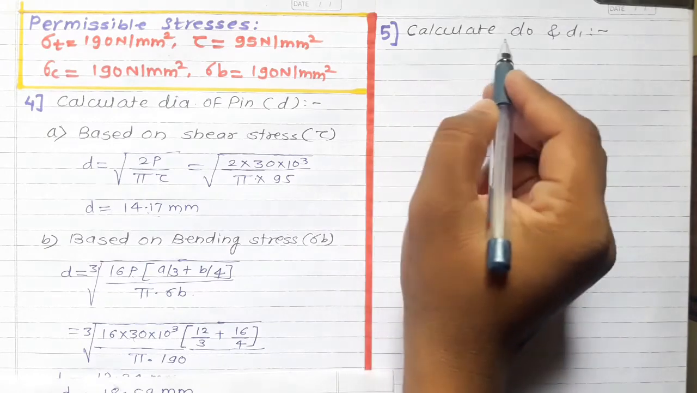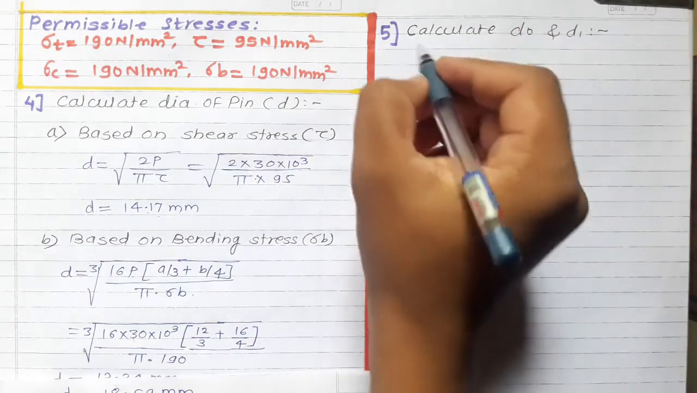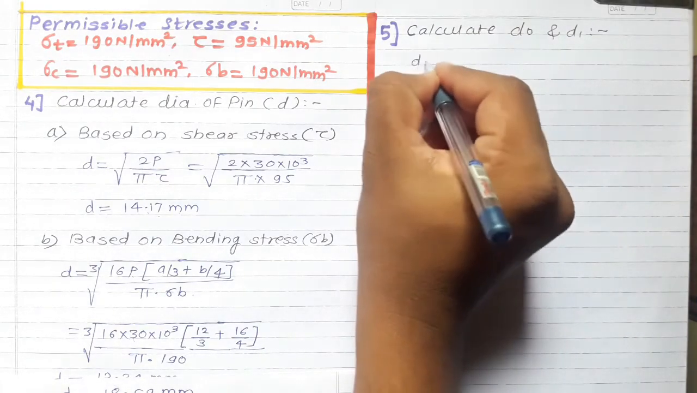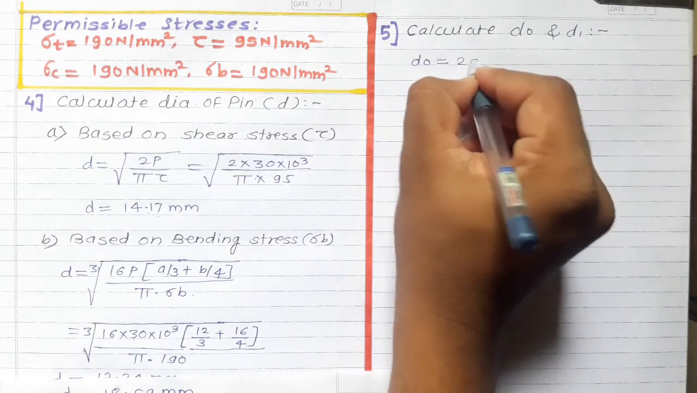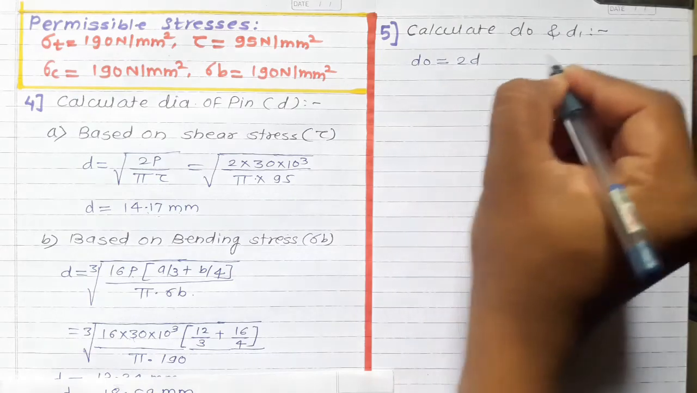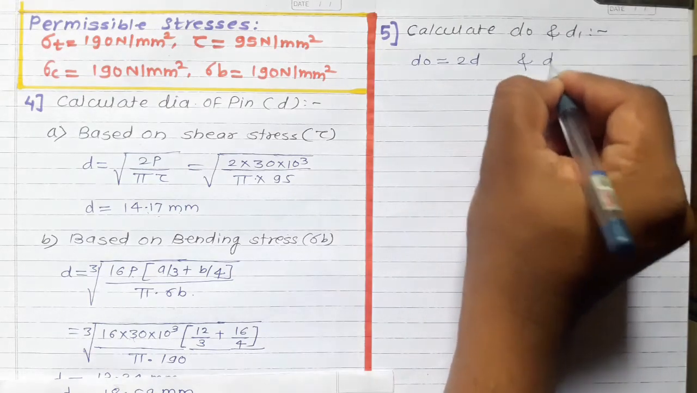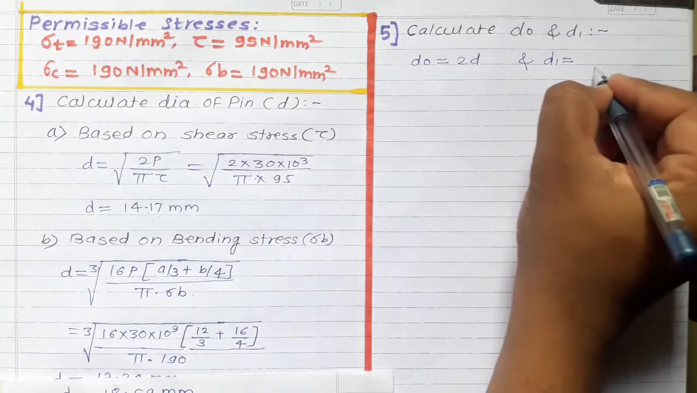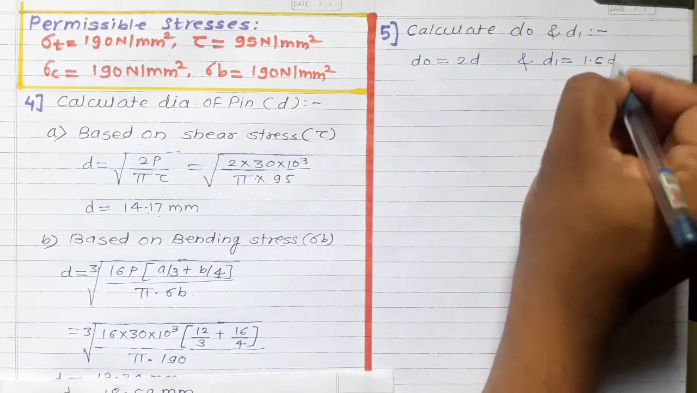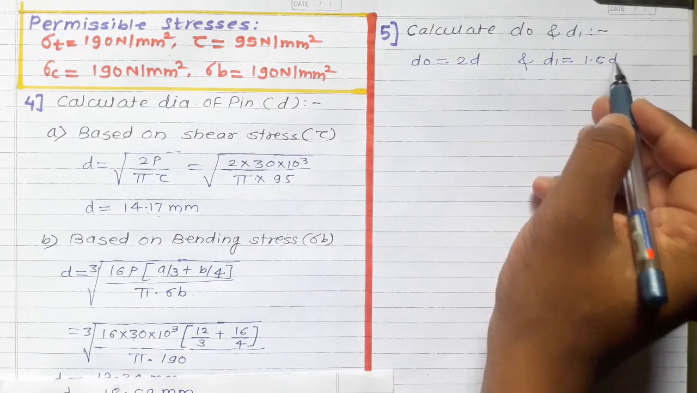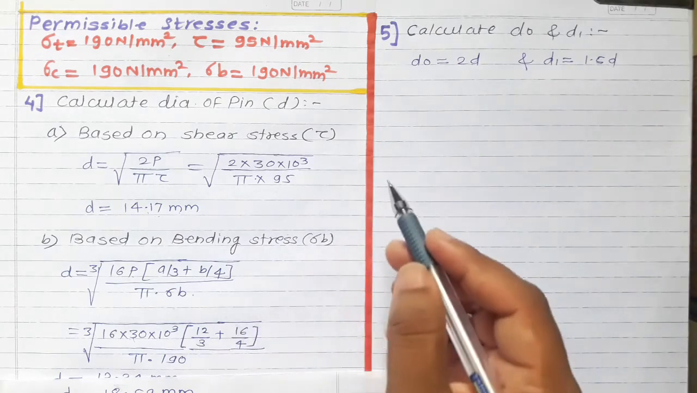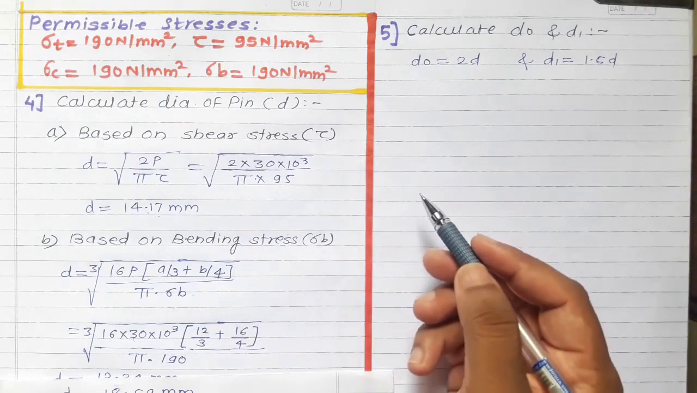Now the step number 5 is calculate D0 and D1. So from the design procedure we can write the formula for D0. So D0 is equal to twice small d and D1 is equal to 1.5 times of small d. So where this d is the diameter of pin that we have calculated in the step number 4, and the diameter of pin we have got as 20 mm.